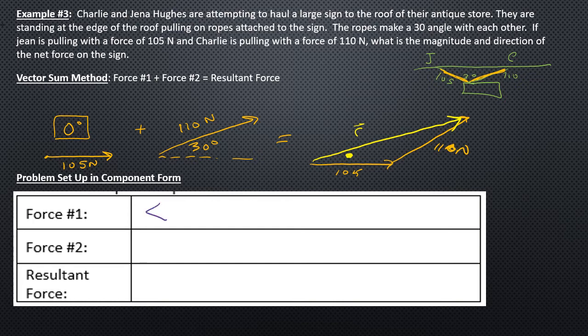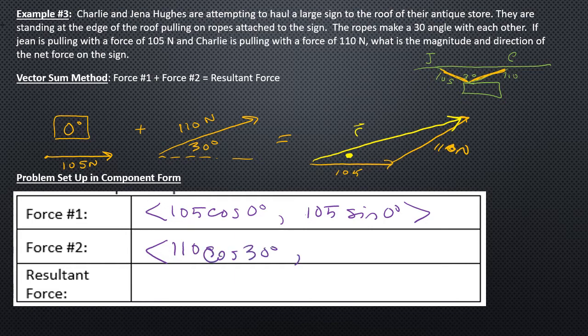Just like the previous problems we did yesterday, we are going to find force 1, which is 105 newtons. It's 105 cosine theta, and in this case, remember, theta is 0 degrees. That's acting on the horizontal, and this is 105 sine of 0 degrees. Then I have my second vector. My second vector is 110 newtons, and it's going to be 110 cosine, and the angle between them is 30 degrees, and then 110 sine of 30 degrees.